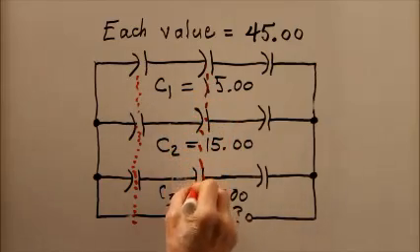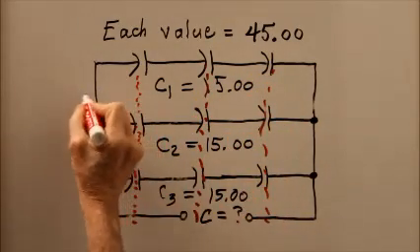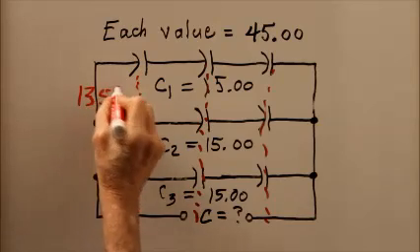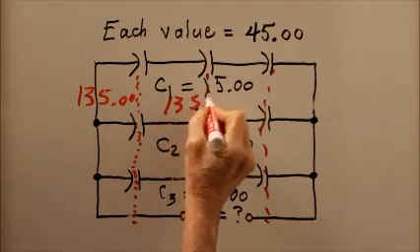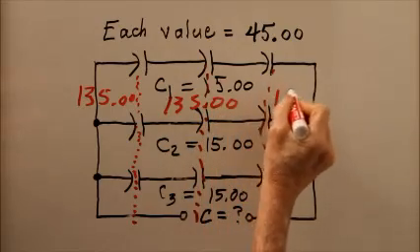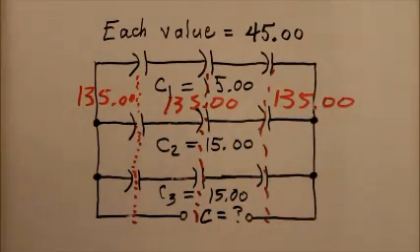Each one of these 3 combinations would turn out to have 135 picofarads. 135, 135, 135. And then we would combine them in series and end up with 135 divided by 3, again getting 45 picofarads.